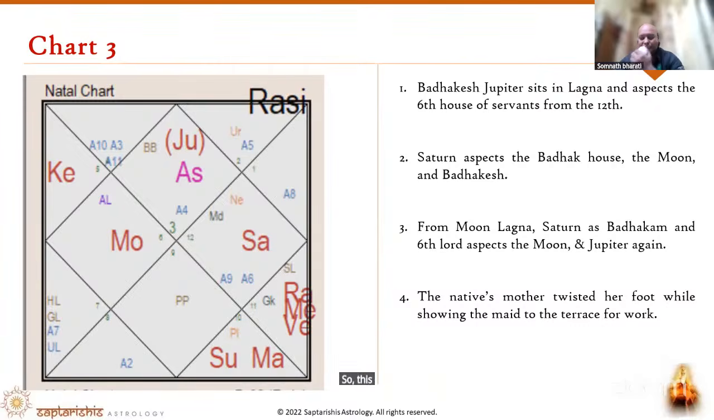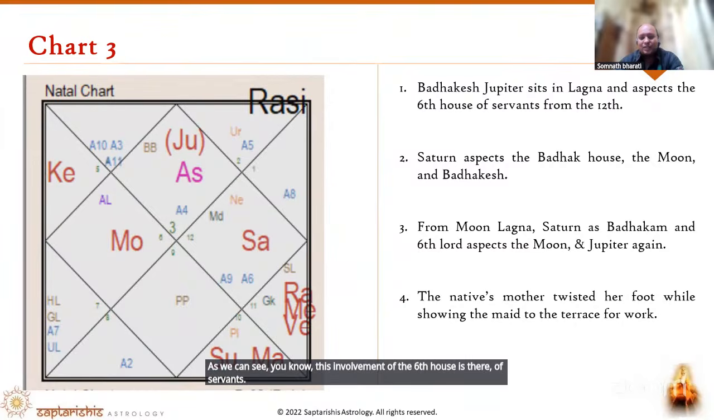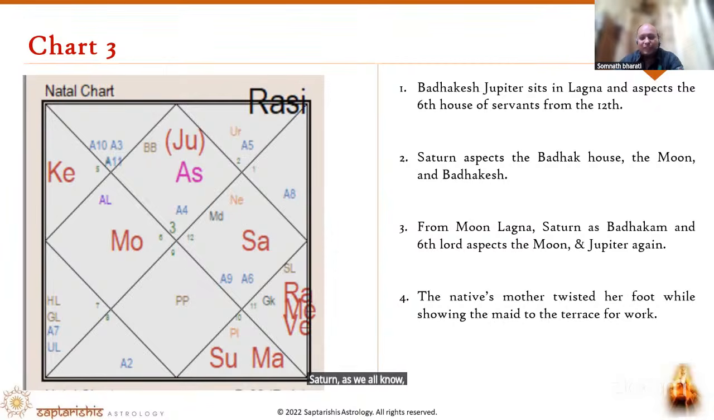So this is a very easy chart to understand. As we can see, there is involvement of the sixth house of servants. Saturn, as we all know, has something to do with the leg, the feet, and because it's aspecting the Moon in the fourth house, we know that Moon represents mother. So the event has to do with mother. So all of this comes together, and while the native's mom was taking the maid to the terrace to show her some work, she ended up twisting her foot.